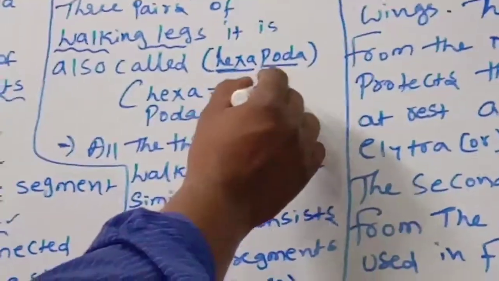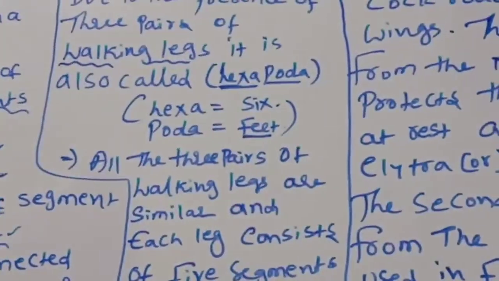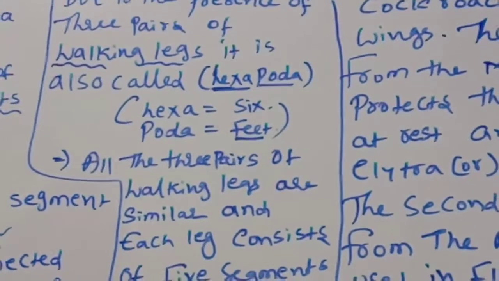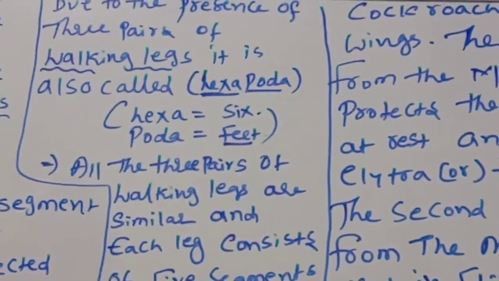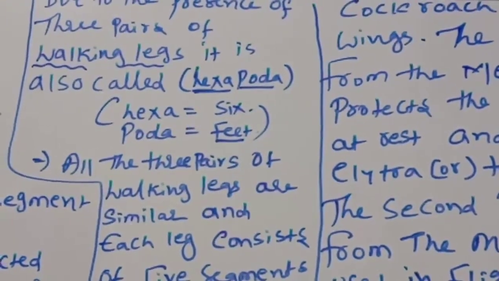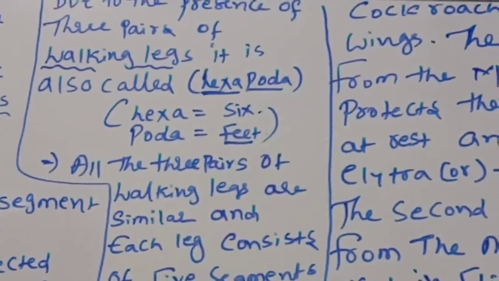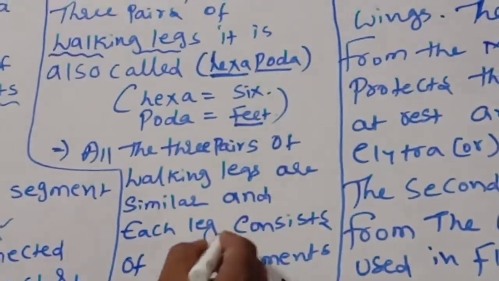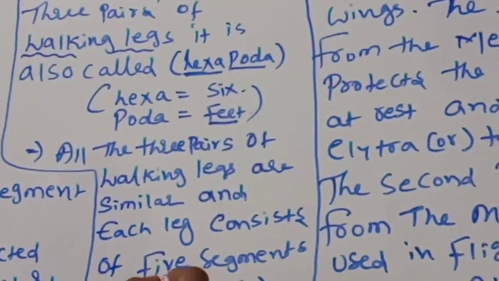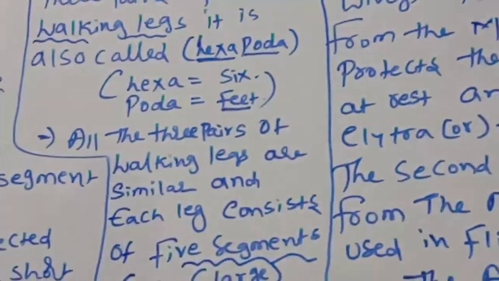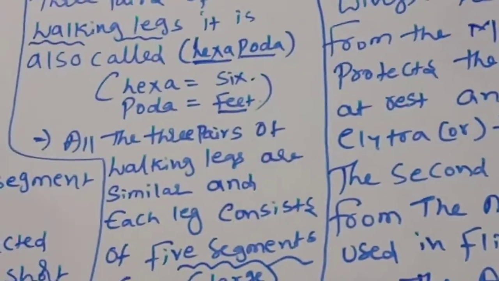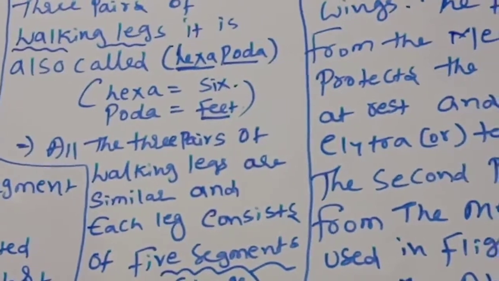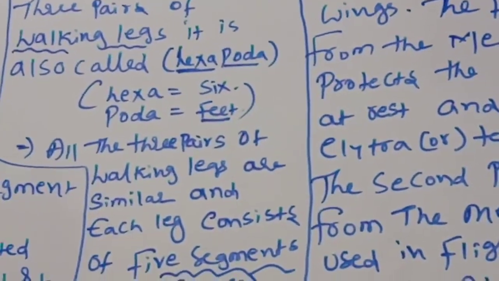Hexa means what? 6. Poda means feet. All the three pairs of walking legs are similar, and each leg consists of 5 segments. What are the 5 segments?